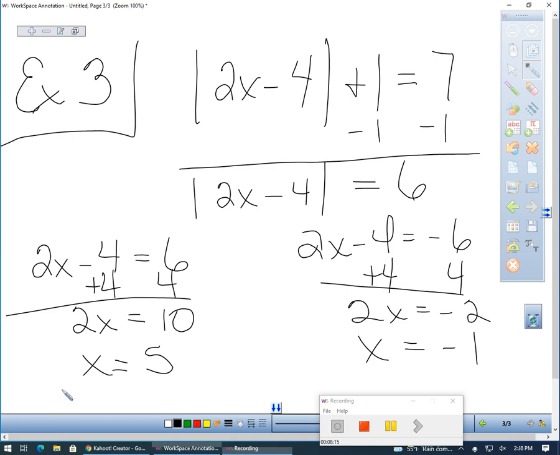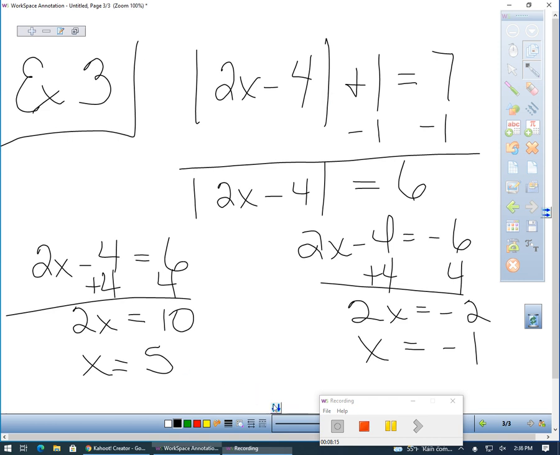Okay, so they both work? So let's plug in 5 first. We get 10 minus 4. 10 minus 4 is 6. Absolute value is 6. Plus 1 is 7. That works. The other one, if I plug in negative 1, I get negative 2 plus negative 4 is negative 6. Absolute value is 6, plus 1 is 7. That works. Okay, so they both work in this case.